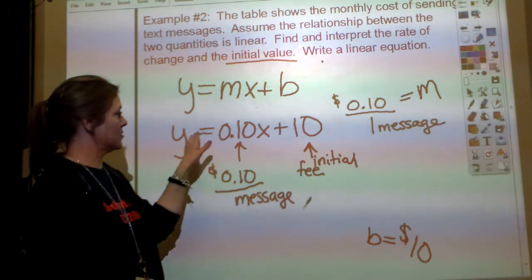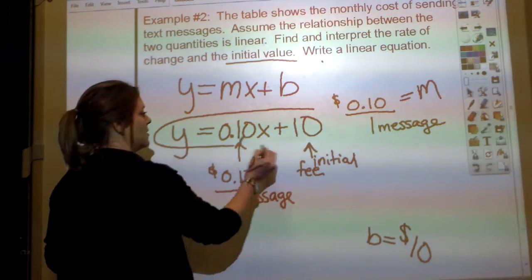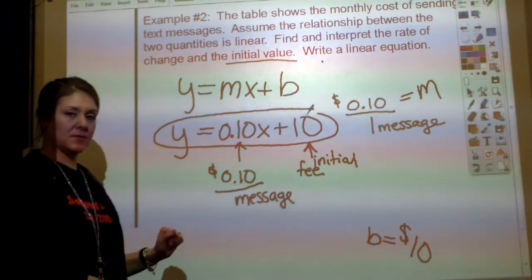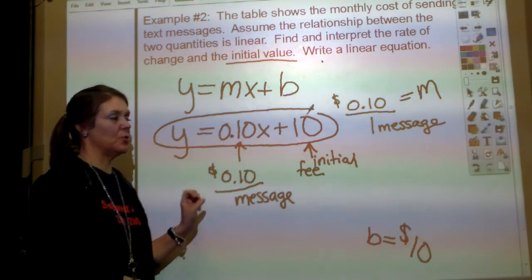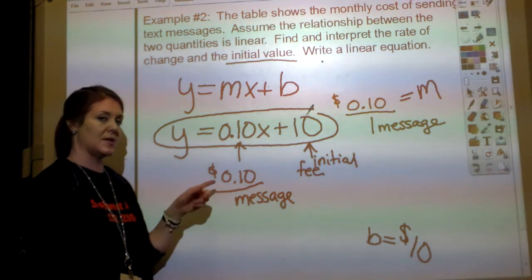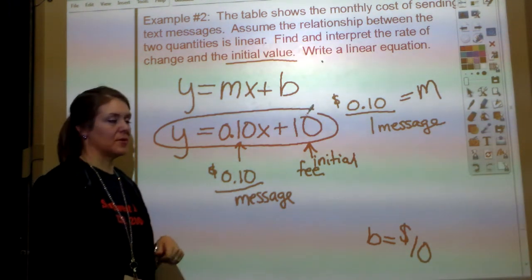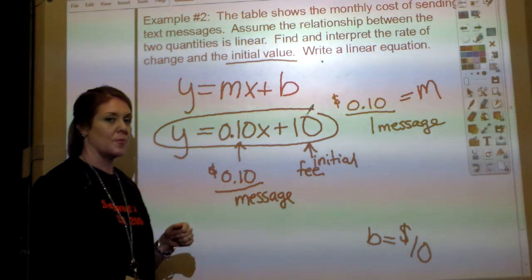So again, there's our equation and our interpretations. Okay? We'll be doing more examples in class, so make sure you have all of the examples in the video down in your notes, and we'll do a little more when you see me.